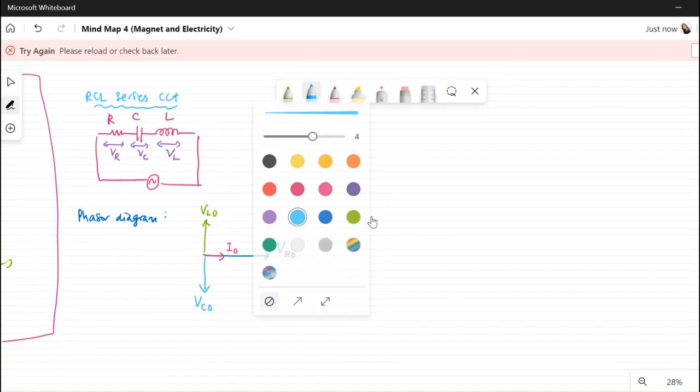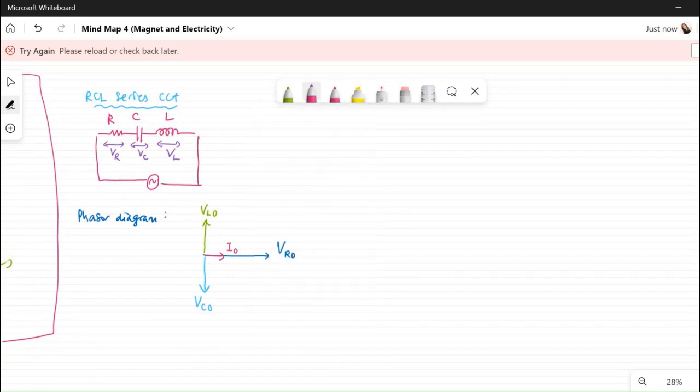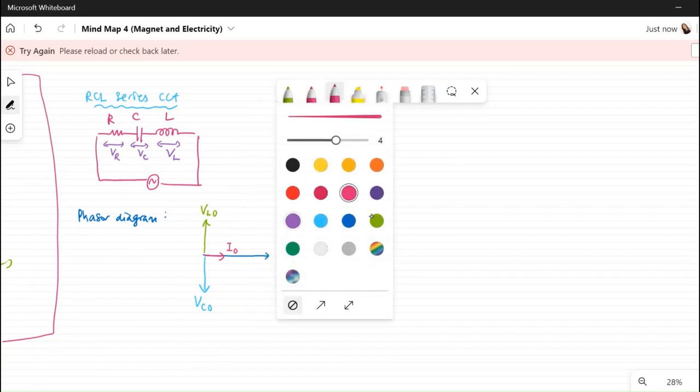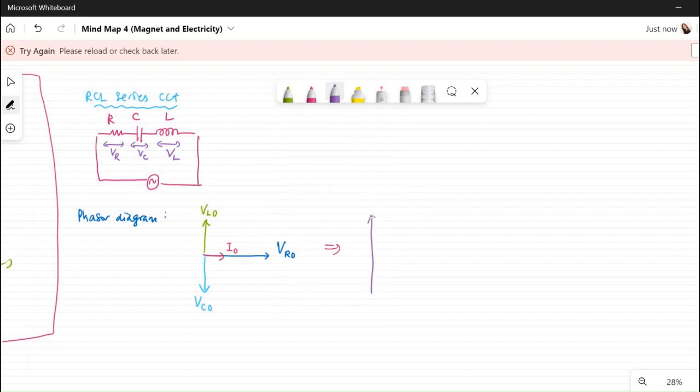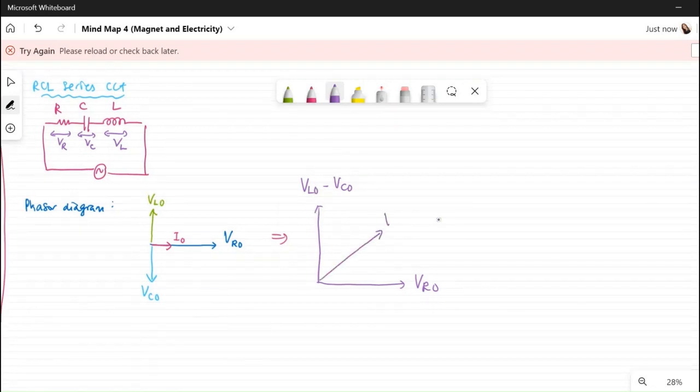So now we can simplify and redraw it as this. This is VR0. Here is VL0 minus VC0, right? So we just combine these two vertical components into one component, VL0 minus VC0. And we have the resultant V0. This V0 is actually the maximum voltage of the AC source, V0, right? That's the maximum value.